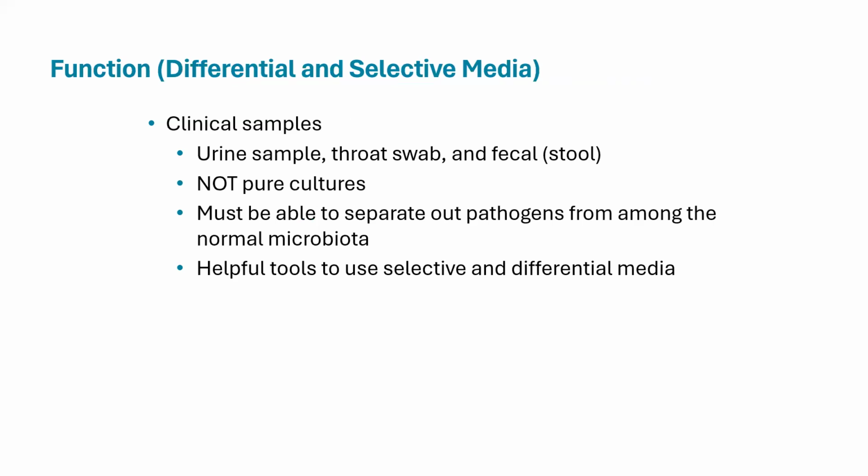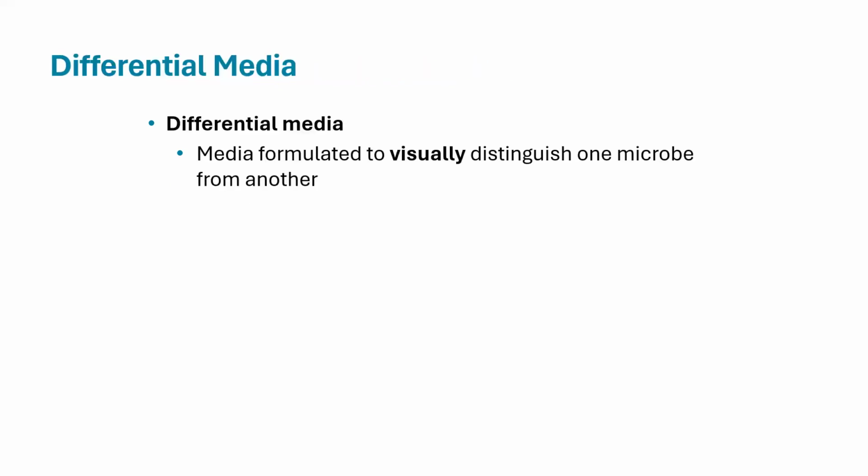Now, one of the things that we use in both the clinical lab and in research lab are differential and selective media. So these can be used for selecting or differentiating between different organisms that are in a sample. So this might be something like a fecal sample or a urine. And this can help clinicians determine what organism is causing an infection. And so we'll start with differential media.